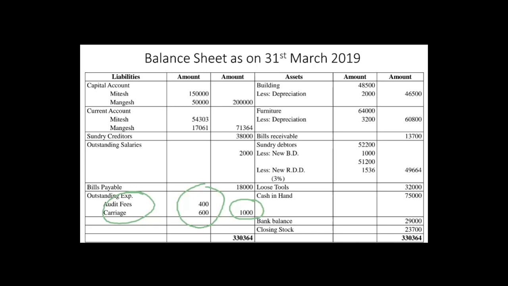Now the next one is: building is valued at 46,500. Now this is the information given. यहाँ पे बोला नहीं है कि building appreciate हुआ है या building depreciate हुआ है, right? Only the amount is given. Building is valued at 46,500.